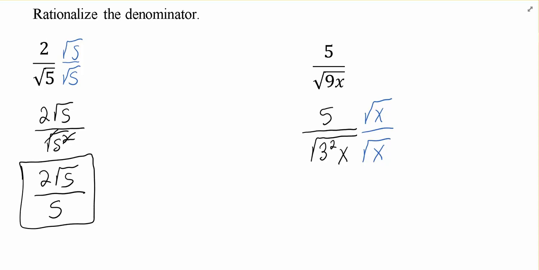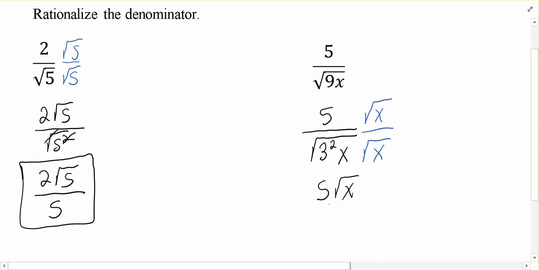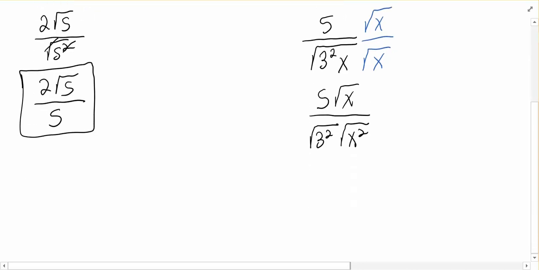So I multiply by root x over root x, getting me 5 root x in the top. And in the bottom, I've got the square root of 3 squared and the square root of x squared. The square roots and the squares undo each other, so that in the bottom, all I have left is 3x.